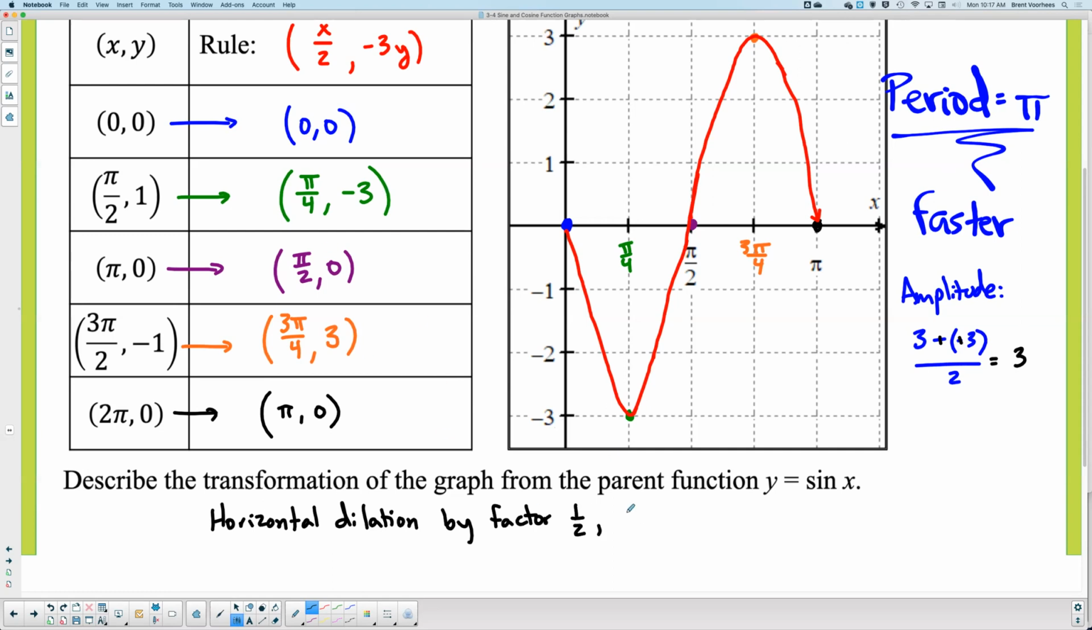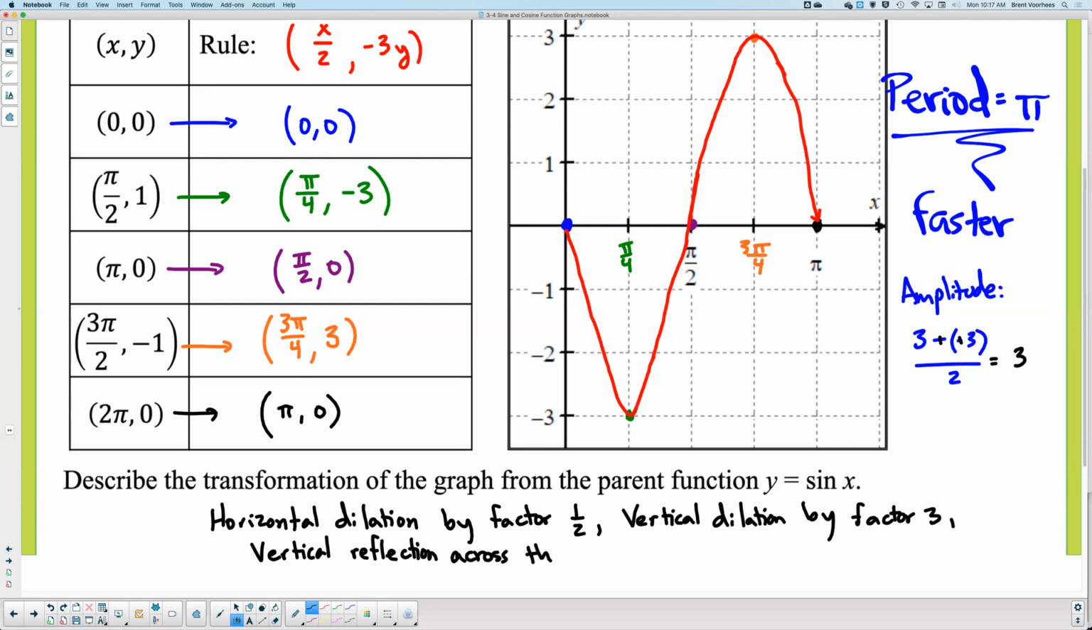And what else did we do? Vertical dilation. Now, this is tricky. By factor 3. It looks like I ignored something. A negative is actually not a dilation. What did the negative do? That's right. What's another name for flipping it? A vertical reflection. And they're going to say across which axis? Y'all are good. There you go. There's the transformations.